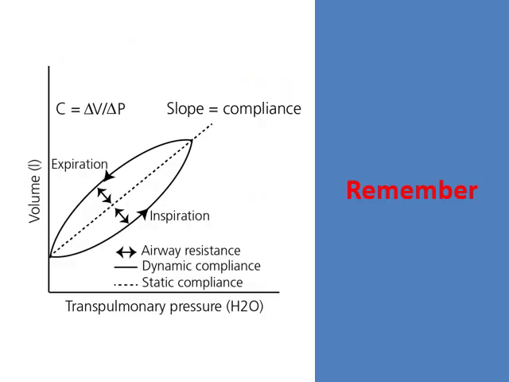Always remember that compliance is the ratio of the volume change to the unit change in pressure. We have static lung compliance, where there is no air movement and it represents the lung compliance alone. And we have dynamic lung compliance, where there is air movement and it represents the compliance of both the lung and the chest wall.